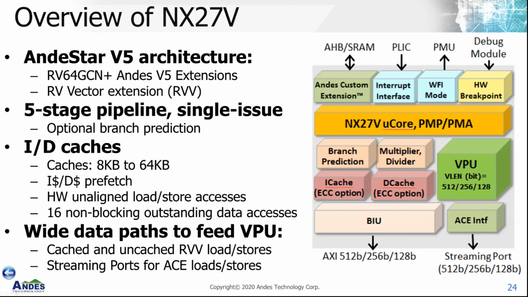The vector load store unit allows, besides non-blocking, out of order data access to external memory, which is necessary for good performance. And the important feature of the VPU is the VLEN width: currently we have configurations of 512, 256, and 128-bit. And the bus can also be configured from 128 to 512-bit.